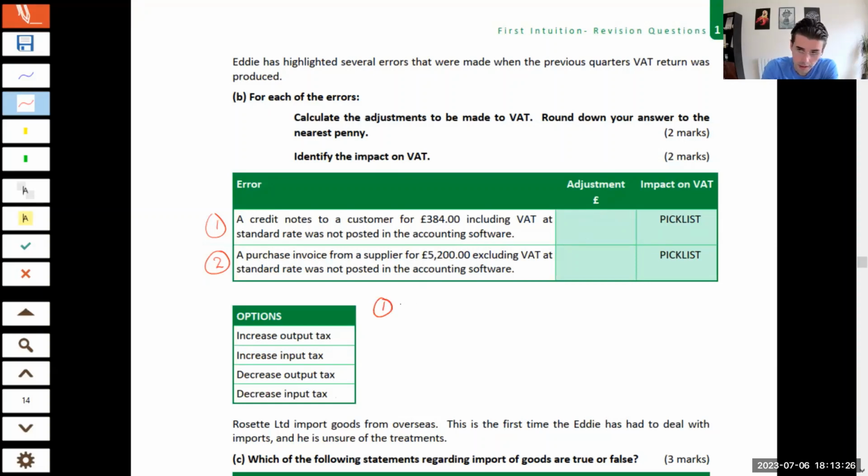So for number one, that £384 includes VAT. So it's the gross amount. So within that £384, the VAT element is already present. So to find it, I'm going to do divided by 120 times by 20. Again, there's different ways you can do it. You can divide it by 1.2, or if you have your own way, that's fine. You don't have to do it my way specifically. Different ways you can get to the same answer, but it should be £64. So let's put that in.